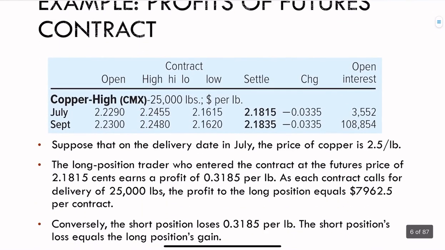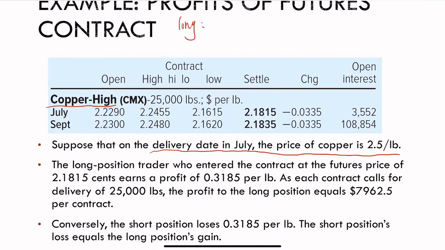Okay, now let's see this example and learn how to calculate profits and losses from futures contract positions. Again, we're looking at the same table, the same futures contract on high-grade copper. Let's suppose that when the contract matures, the price of copper is 2.5 per pound. Now let's calculate the profit to the long position and the profit to the short position.